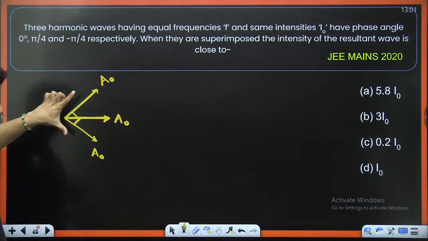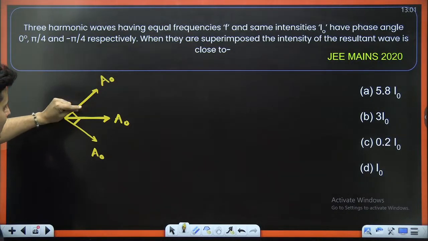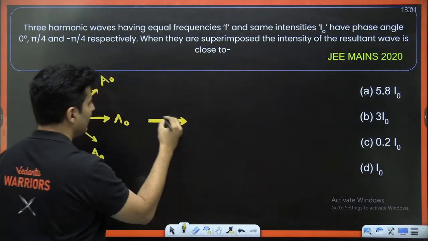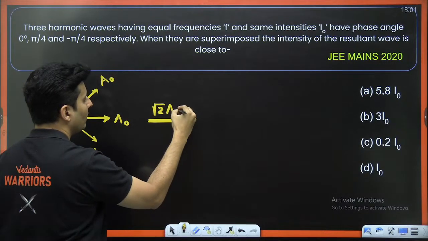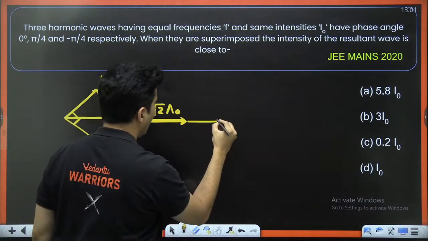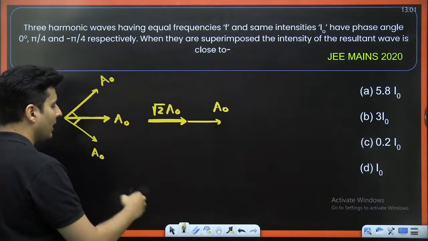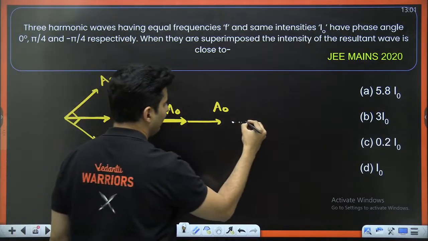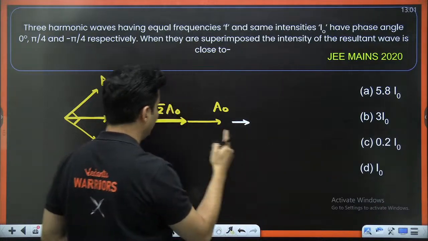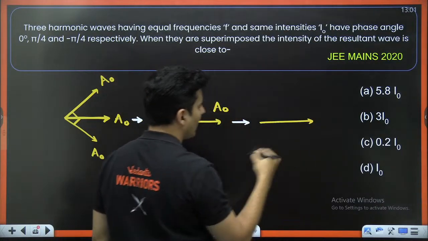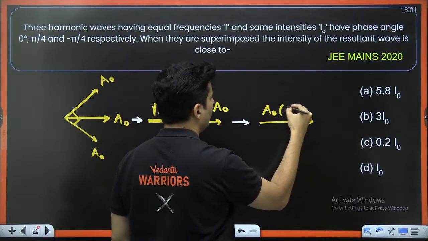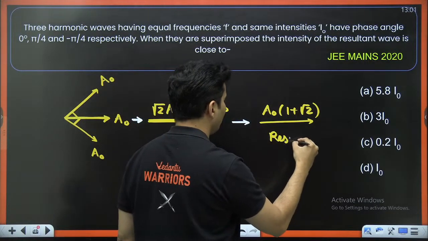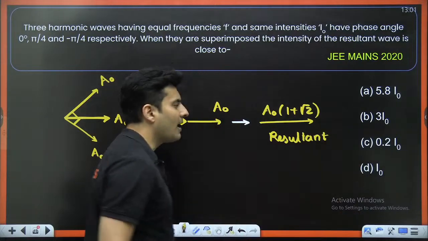These are vectors. So first, let me take care of these two perpendicular ones because their resultant will be in this direction. So I will get a resultant of these two like this, which is going to be root 2 times A naught. And this A naught will come over here as it is over here. Correct? This is what I have transformed from this diagram to this diagram. Now I can further combine it into one single vector, and that will be nothing but A naught into 1 plus root 2. This is your resultant amplitude.